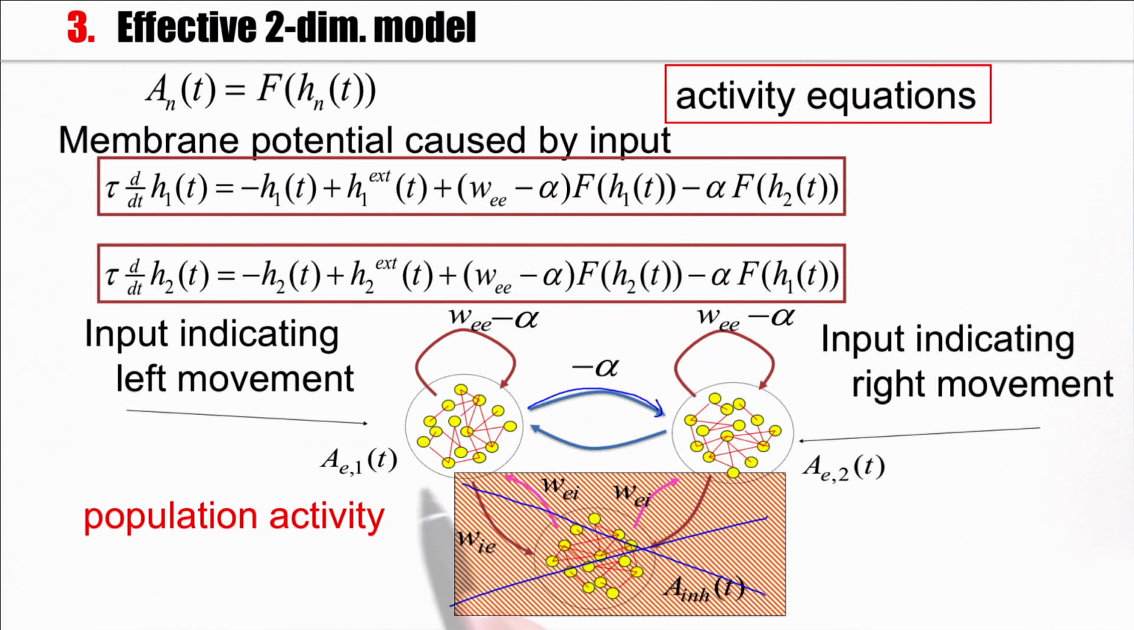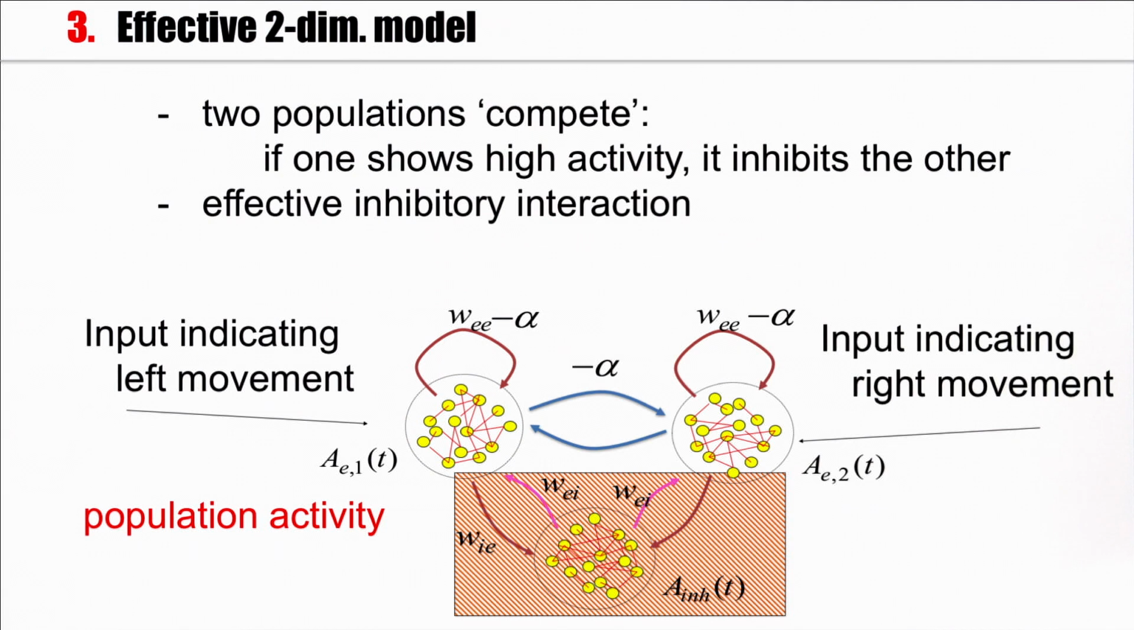So it's as if population 1 has an inhibitory influence on population 2. That's this term here. Population 1 has a negative influence on the input potential of population 2. And the same holds in the other direction. Thus, we have been able to reduce the number of equations from 3 equations to 2 equations. And these two populations compete. If one population shows high activity, it will inhibit the other population, and vice versa.